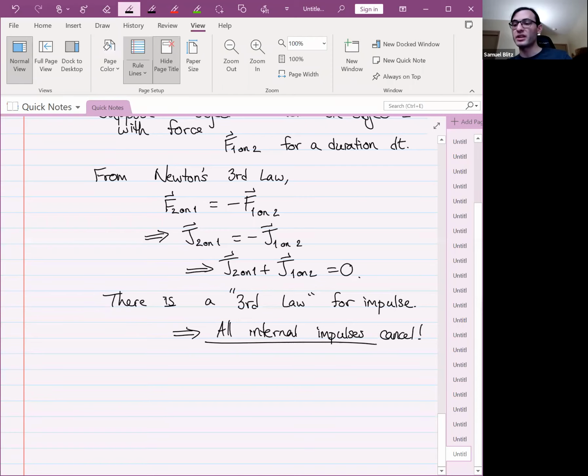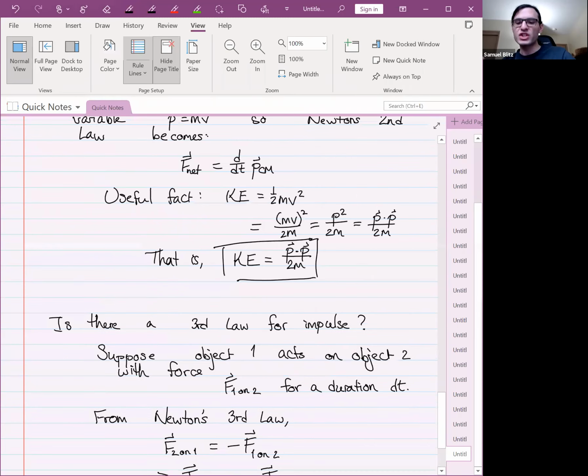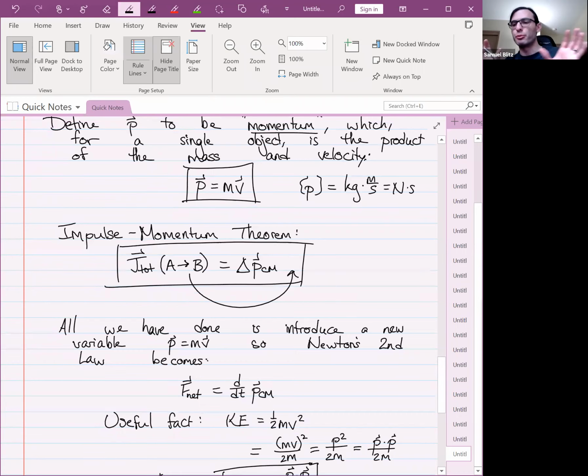So what that means is, because there is no internal impulse, there is no way that internal forces can change the momentum, i.e., we can't move them. There's nothing to move over to this side to then group into like change in potential momentum or something like that. Any internal forces just contribute nothing to the overall impulse.